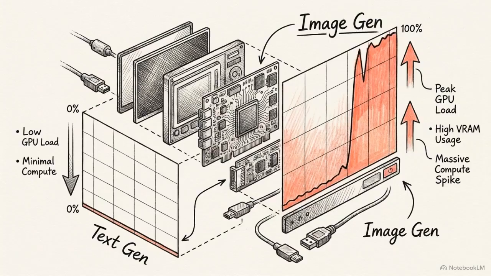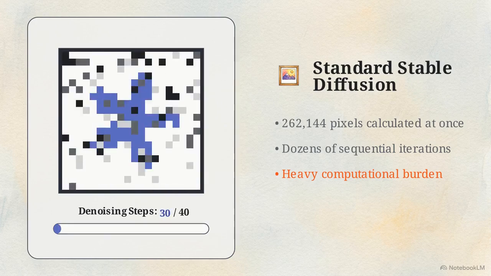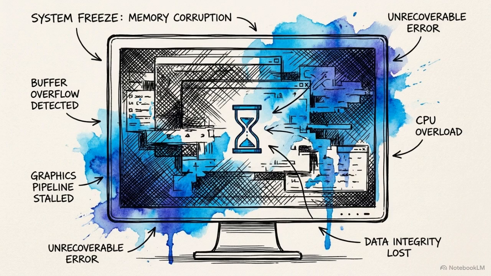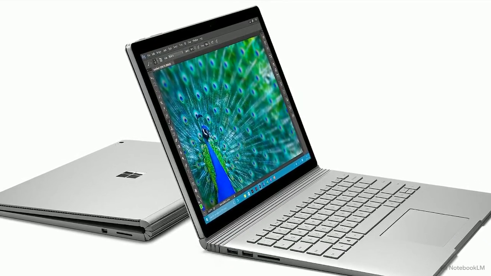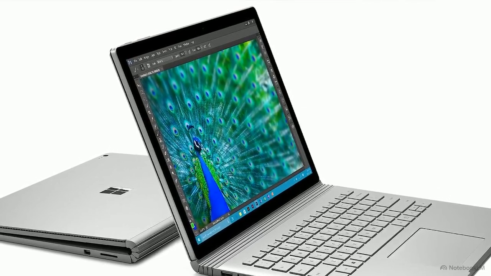Moving from text generation to the massively heavier computational burden of image generation. Standard Stable Diffusion calculates hundreds of thousands of pixels simultaneously over dozens of steps. Trying that on 8 GB of RAM and 2 cores will either freeze your system or take half an hour per image. Instead, you should use highly distilled models like SDXL Turbo, which can resolve high-quality images like this one in just a single mathematical step.